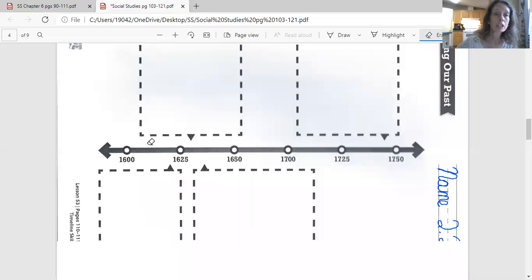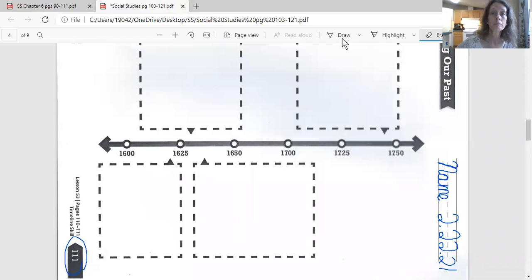On our timeline, we have 1600, and we notice nothing happens until right here. This is a number before 1625, so this must be 1620. And in 1620, I know that something happened, so I'm going to write 1620 right up here. And I know what happened. Do you know what happened? Hunter, do you know what happened? Let's look in our text and find out.